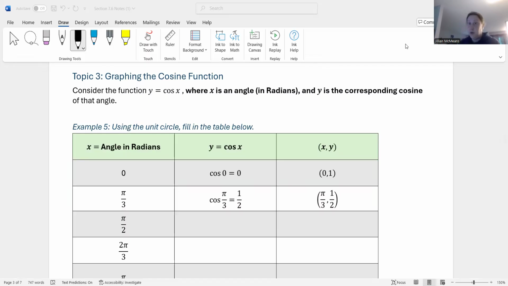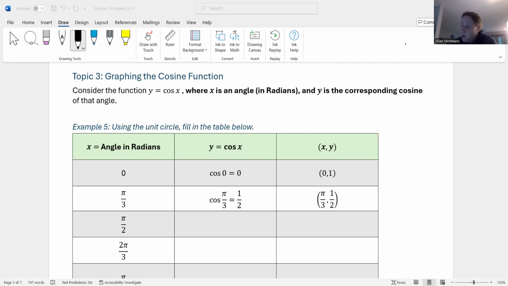For topic 3, we're going to look at graphing the cosine function. So remember, when we're graphing the cosine function, this is different from the unit circle. The unit circle is a tool that helps us understand the angles and their related or corresponding ratios, whatever you want to call it. Now we're going to be graphing cosine in the traditional XY plane, okay?